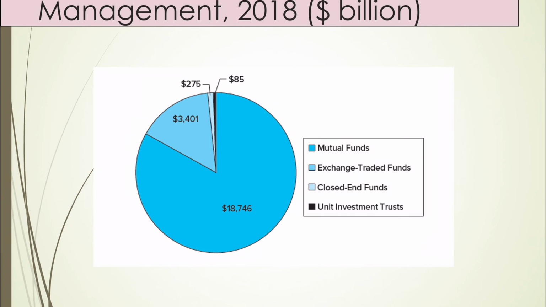are. Yes, the predominant asset under management is mutual funds, but you can see that second is exchange-traded funds, which is approximately $3.4 trillion worth of assets under management.